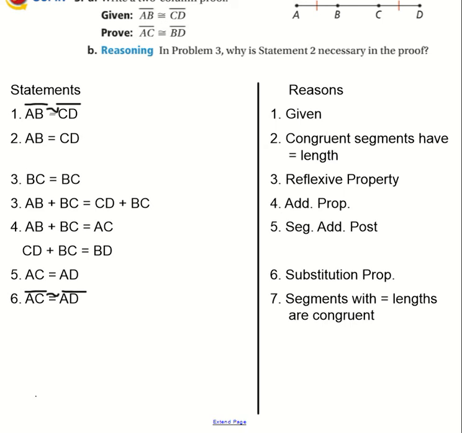And then I can use a segment addition postulate to say that AB plus BC is AC and CD plus BC is BD, which is exactly the segments I needed. So then I use the substitution property to plug those back in. I get AC equals BD, but remember I need to get it into a congruent statement. So I know that segments with equal lengths are congruent, and so I can say my final statement, AC is congruent to BD. So that's the end of section 5 of chapter 2 geometry.